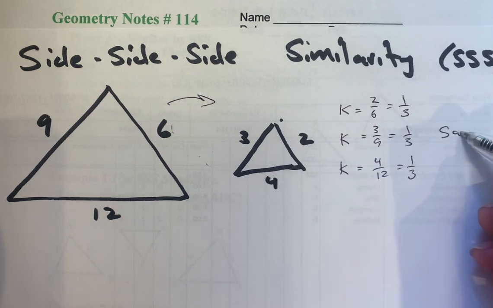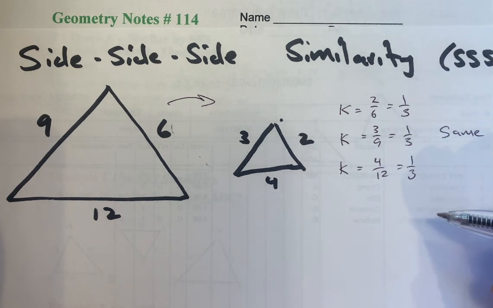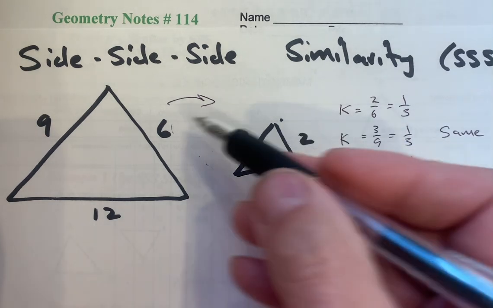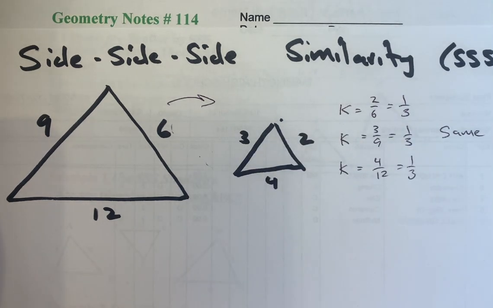Notice that these are all the same, and these are the scale factors. Now, when we do this, we could show that the scale factors are all the same, and then we know that this is similar by side, side, side, because we checked all three sides.